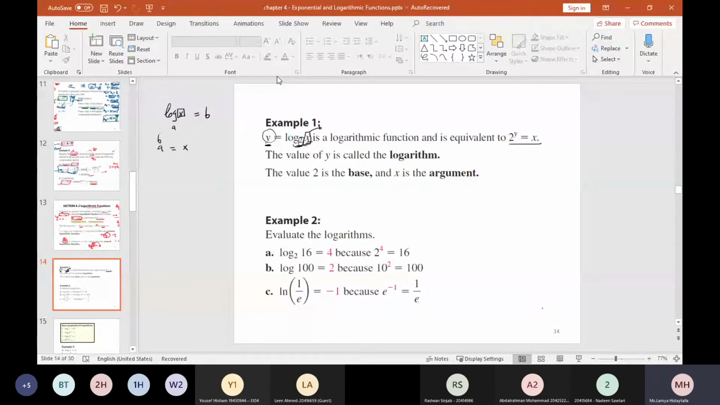Okay, evaluate the logarithms. From the definition, what is this value? That means 2 to the power 4 is equal to 16, correct? This is the meaning of that. Log 2 to the power 16 is equal to 4. Or if the 4 was missing and we need just log 16 to the base 2, this value, we need this one.